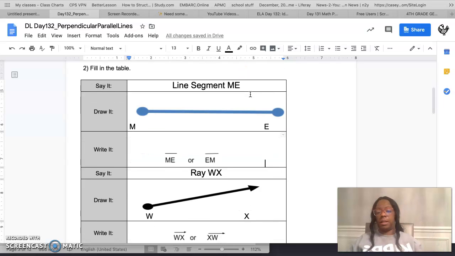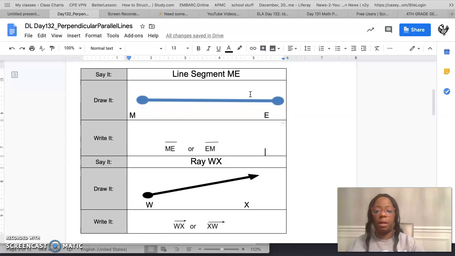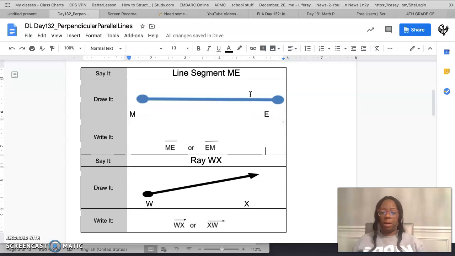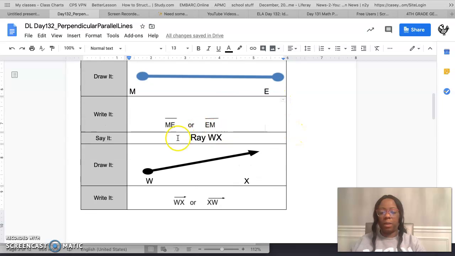Number two wants us to fill in the table. Like I said before, I went ahead and I filled in the answers for you. So if they want you to draw a line segment ME, it would look like this. M would be the end point and E would be the opposite end point. The way that we would write that out would look exactly like this. We would write the capital M, capital E next to each other with a line over the top. Or in this case, we can switch up the letters and write capital E, capital M, and write a line over the top. Next we have ray WX.